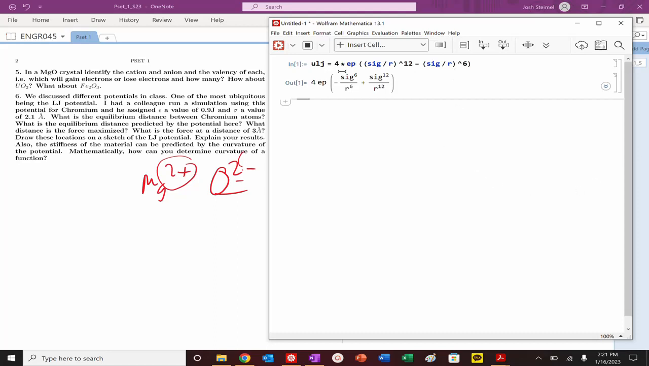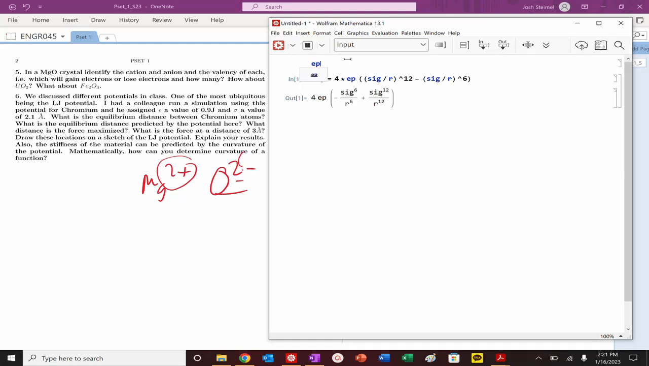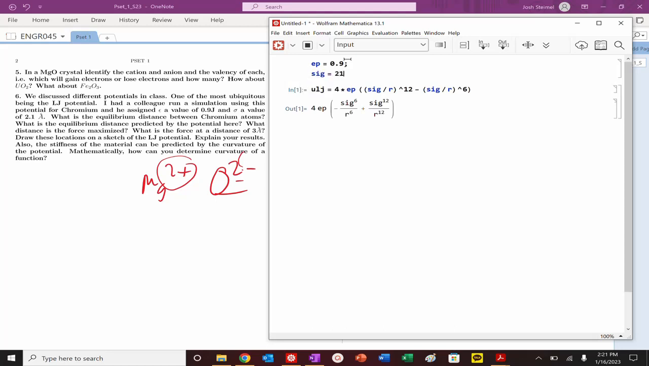Fantastic. So we're told in this problem also, we ran a simulation. So we said that eps was equal to 0.9 joules. Sig was 2.1 angstroms, so sig is 2.1 times 10 to the minus 10. I need to use SI units. So that's my Lennard-Jones potential. What is the equilibrium distance between chromium atoms?